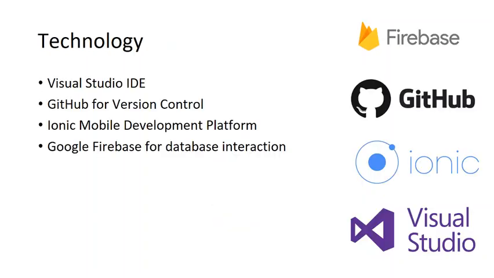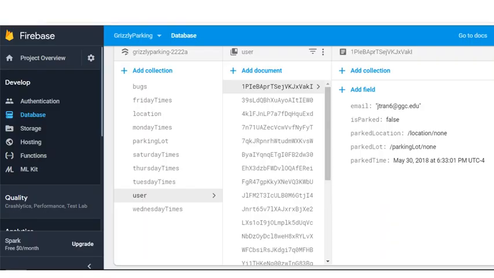Some of the technology that we're going to use is the Visual Studio IDE, GitHub for version control, the Ionic mobile development platform, as I stated before, and Google Firebase for the database interaction and authentication. Here is an example of what a Google Firebase setup looks like. Here you can see that it is a non-relational database, so it works off of collections. You can see the different collections that they have set up that we'll be implementing.